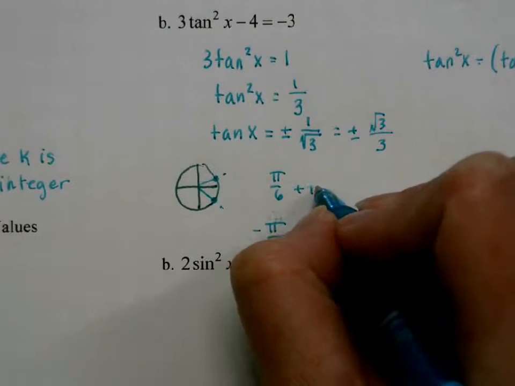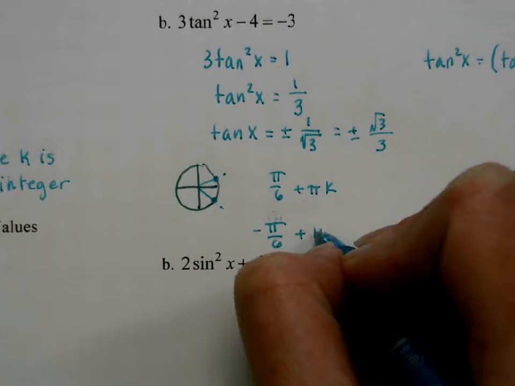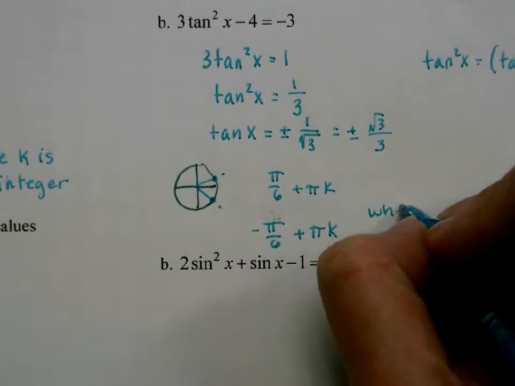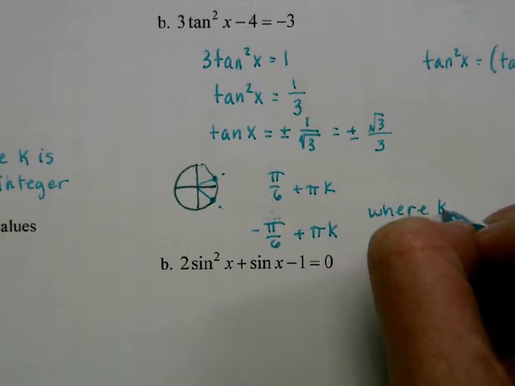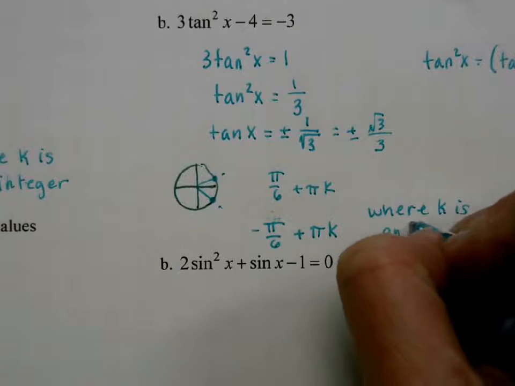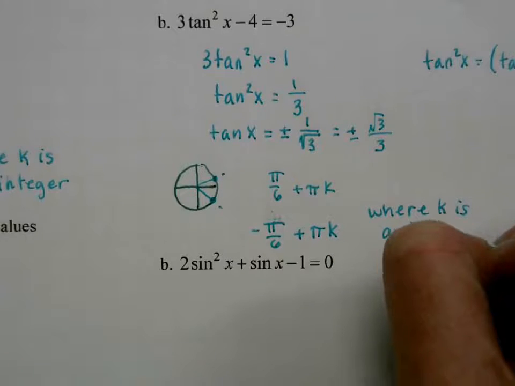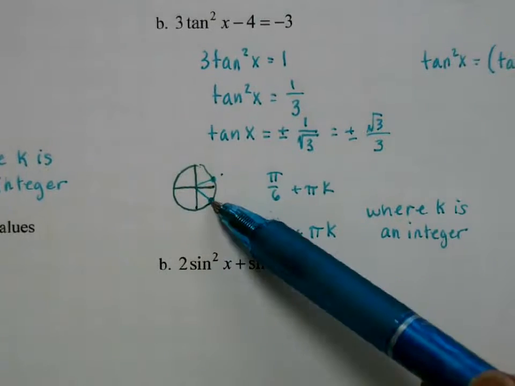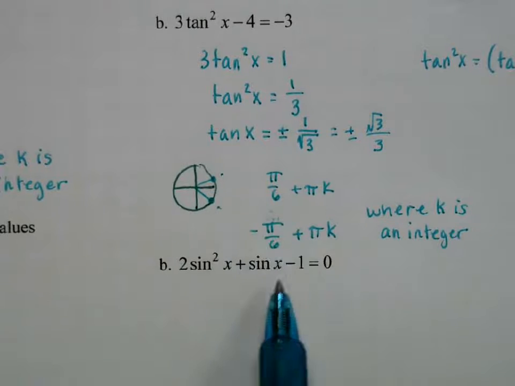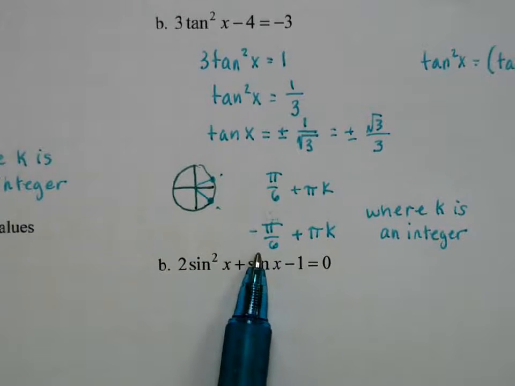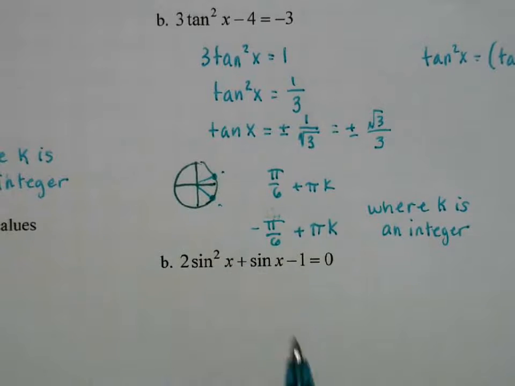And then we'll add pi k to both of those. Okay, but we could, like I said, find just 11 pi over 6 and replace that with negative pi over 6. Those would be equivalent and would still get all of our values.